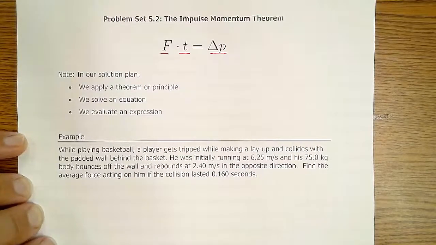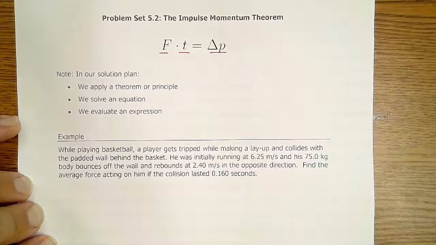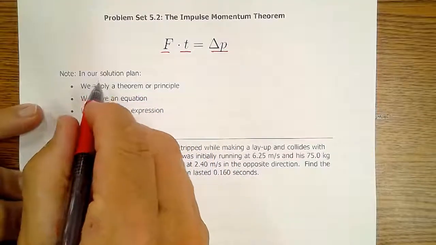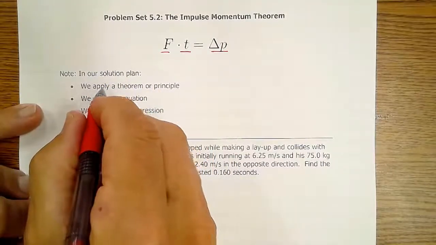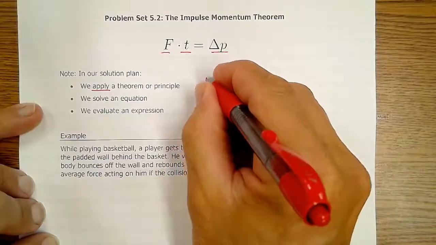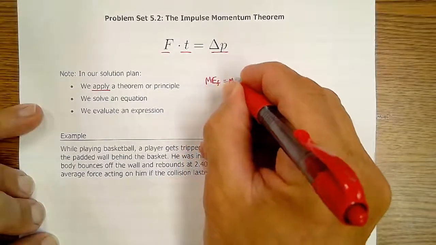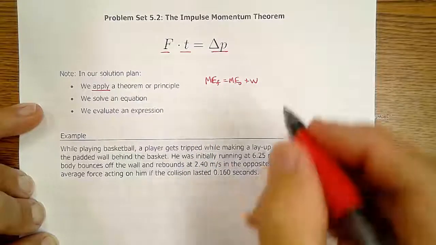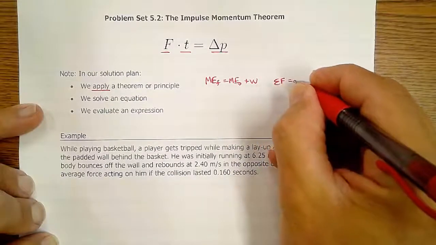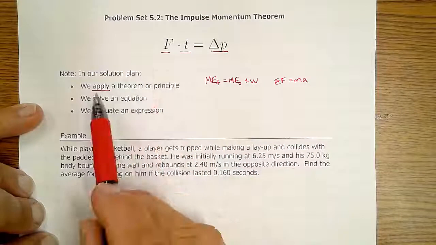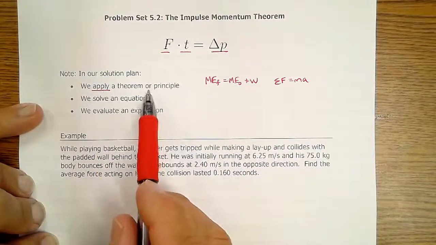So a quick note, I'm going to ask that you follow this as you solve your problems and make your solution plan. When we are talking about our solution plan and our solutions, we apply a theorem. If your problem starts with a theorem, like the conservation of energy, ME final equals ME initial plus W, that's a big idea, a principle. Or Newton's law, the net force equals the mass times acceleration, or the impulse momentum theorem, which is up here. When we apply it to a problem, we say we're going to apply a theorem, okay?